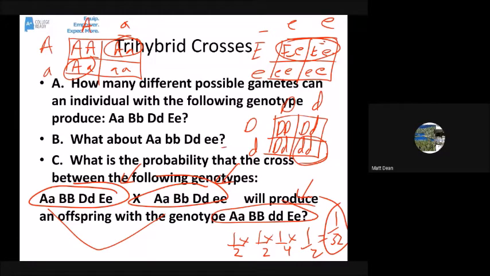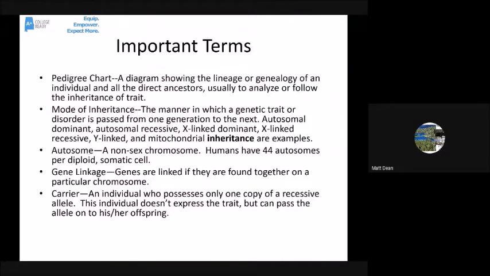I want to go ahead and proceed and talk a little bit about pedigrees and modes of inheritance. That's going to be one of our big topics for today. And then we're going to look at FRQs at the end. So you guys, I hope, have all seen pedigree charts, and you know they're diagrams that kind of show us a lineage or genealogy, and they show us how a trait has been inherited across generations.